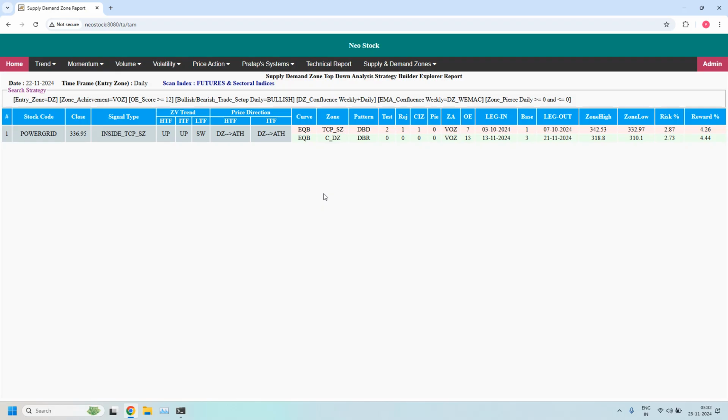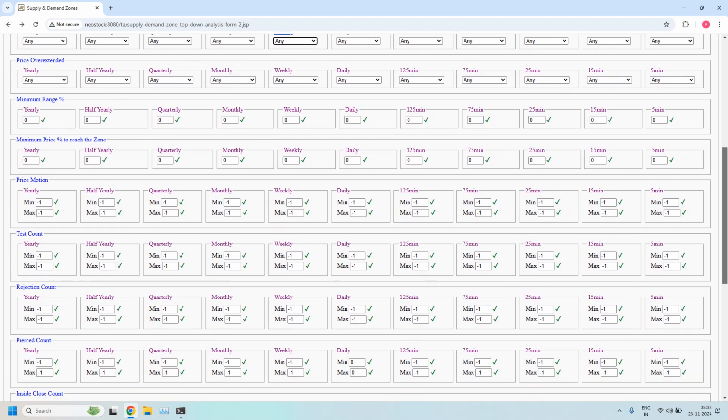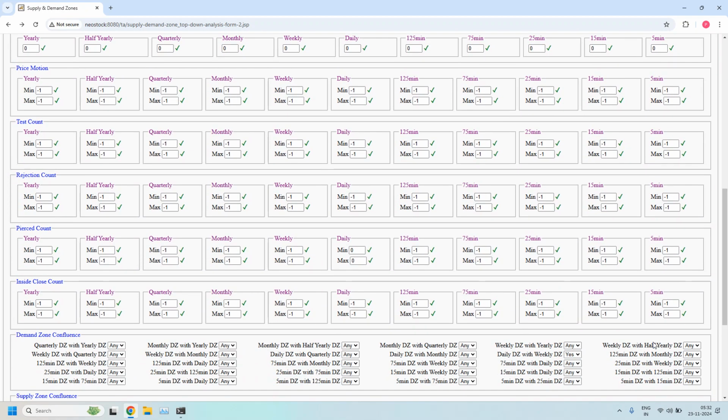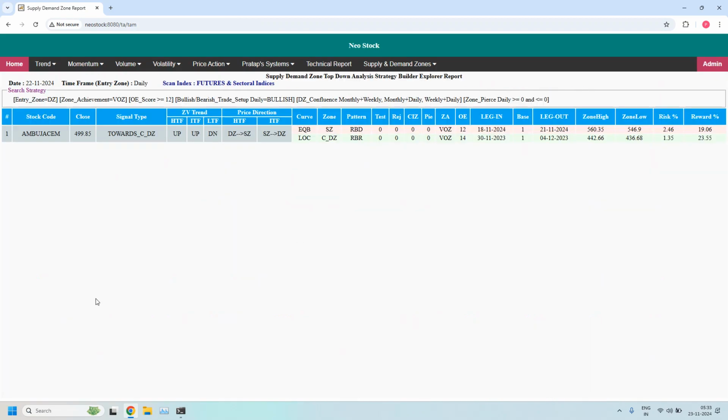Okay, next. LTF, ITF, HTF demand zone confluence. Let us filter the stocks. I have to remove EMA filter. LTF, ITF, HTF demand zone confluence. 3 filters we have to set. First filter daily demand zone with weekly demand zone is already enabled. Second filter daily demand zone with monthly demand zone confluence. Third filter weekly demand zone with monthly demand zone confluence. With all the 3 filters, we got only 1 stock.